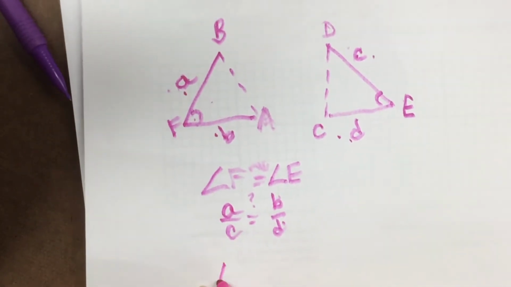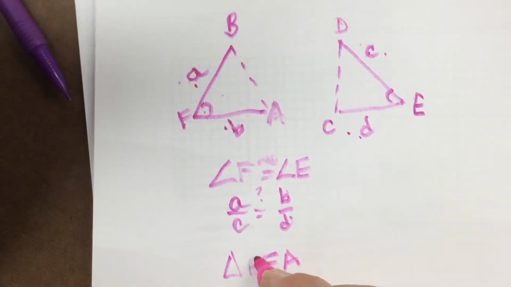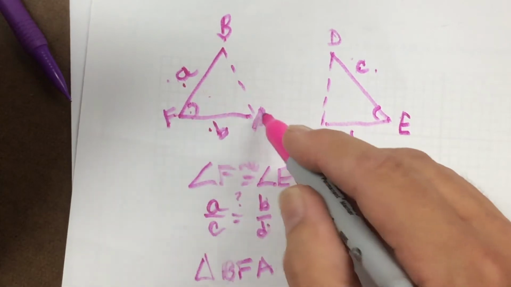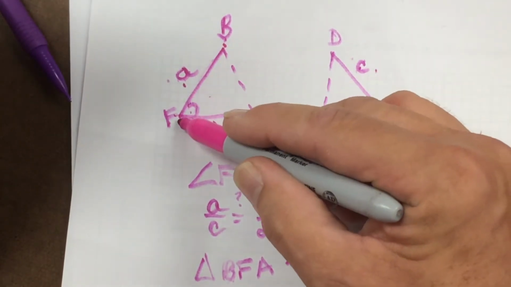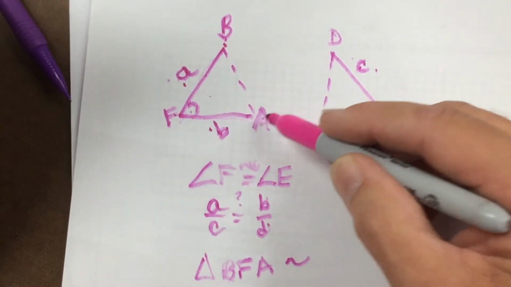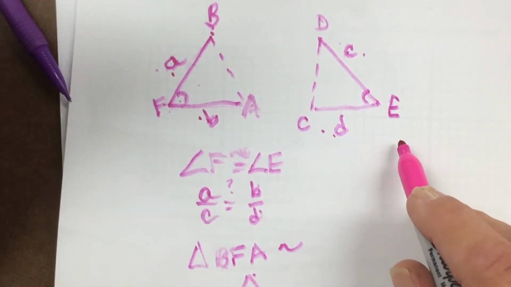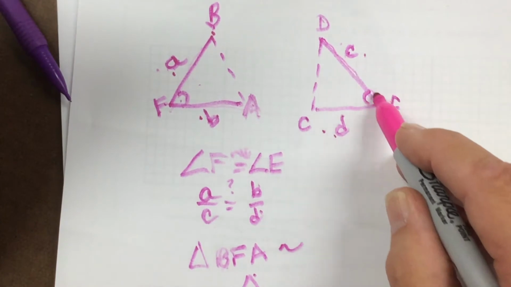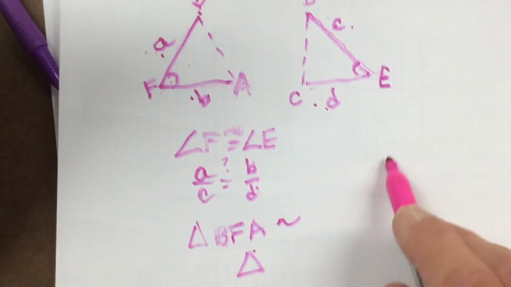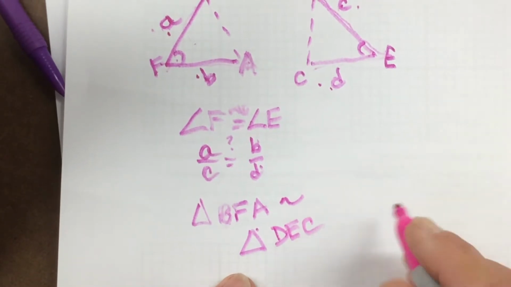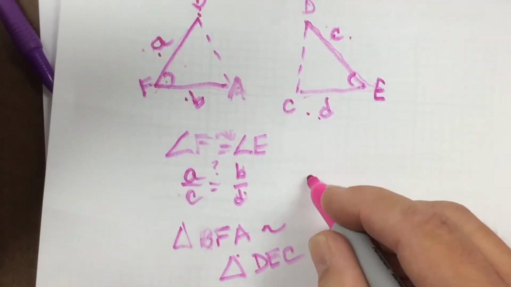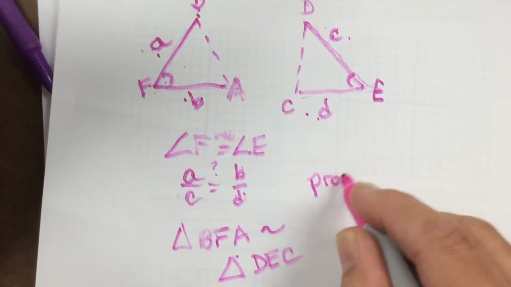then triangle BFA, so I started here, went down the small one to the angle that's congruent, and then went back across. So I need to go down the small one to the angle that's congruent and then back across. So that's DEC. Triangle DEC, right? The answer to this would just be proportions.